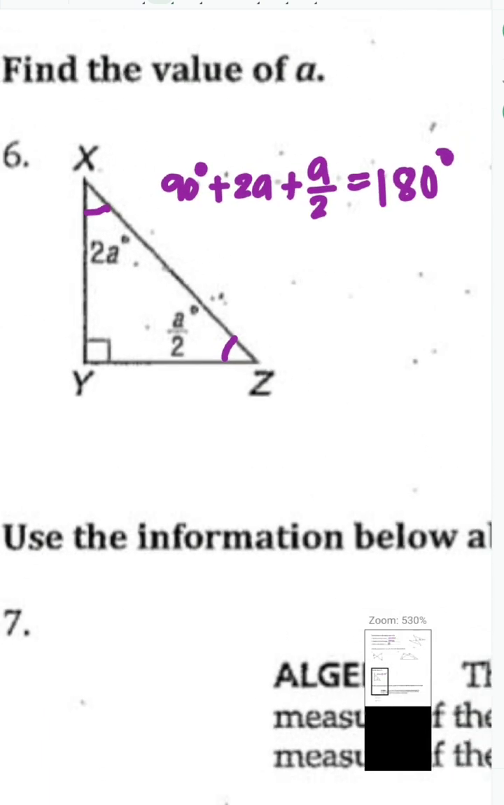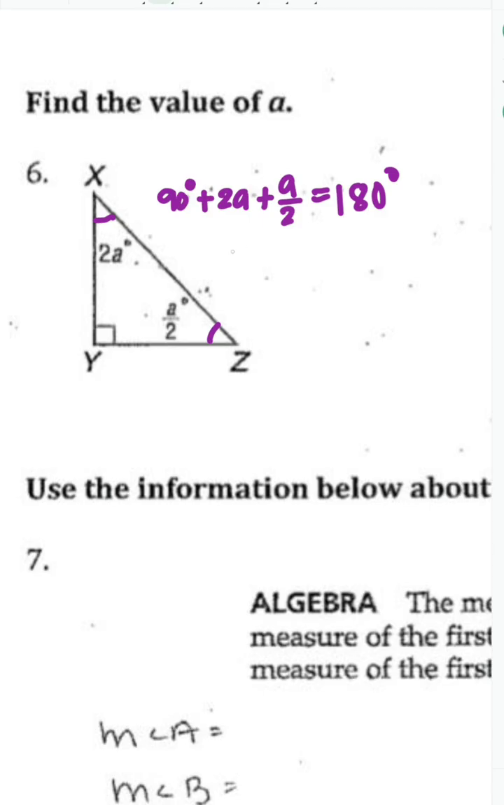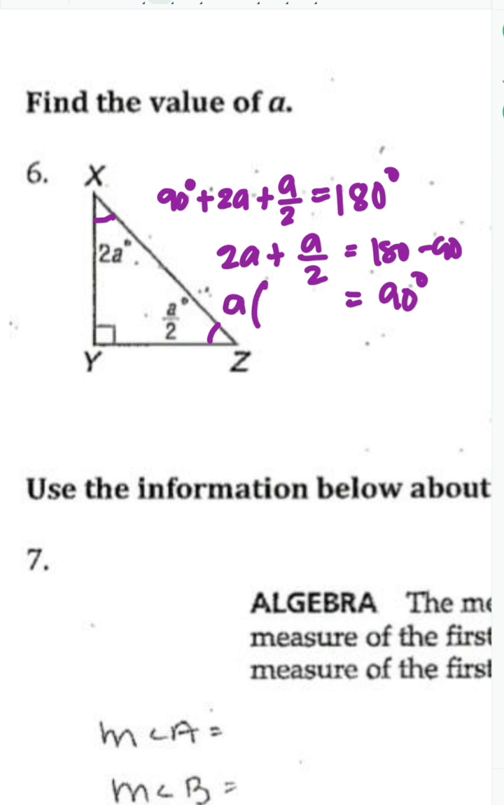Then we group like terms. 2A plus A over 2 equals 180 minus 90. So this is 90 degrees. 2A plus 1/2. 2 plus 1/2. What is 2 plus 1/2? 2A plus A over 2. This is just the same as, we can factor out A. 2 plus 1/2. Yeah, or 3 over 2.